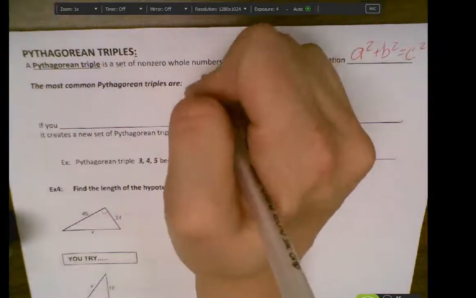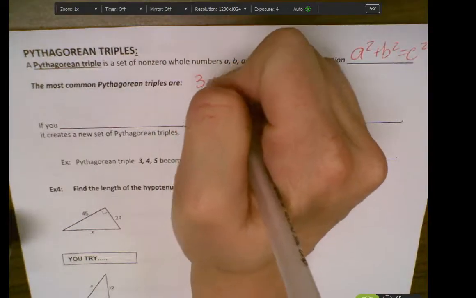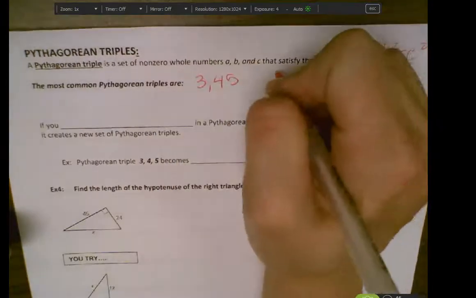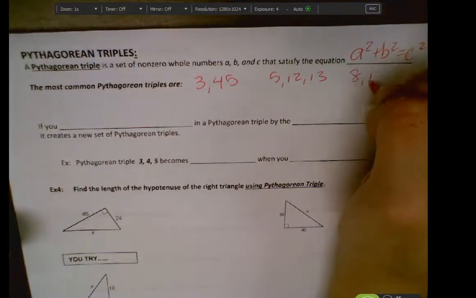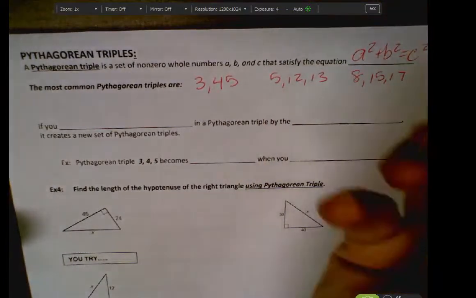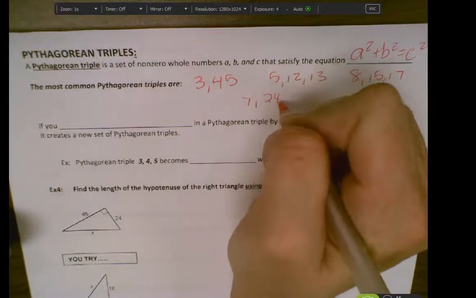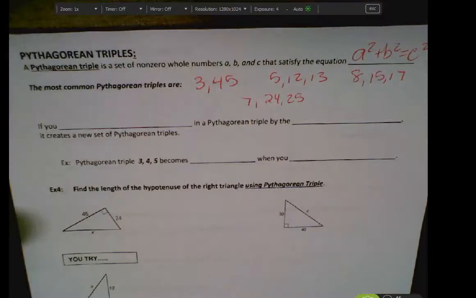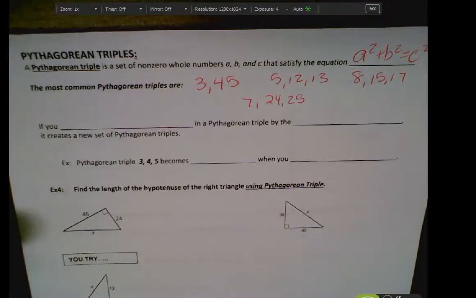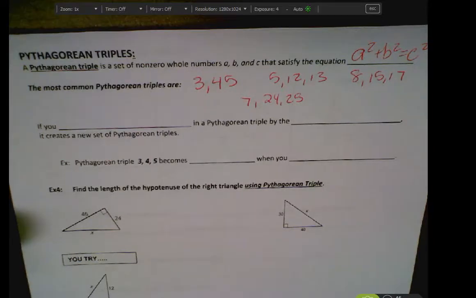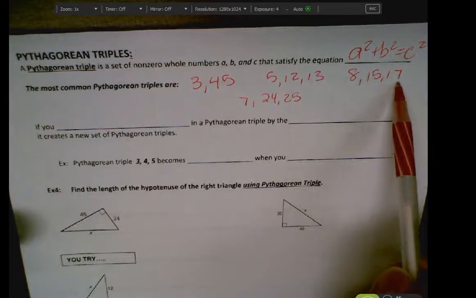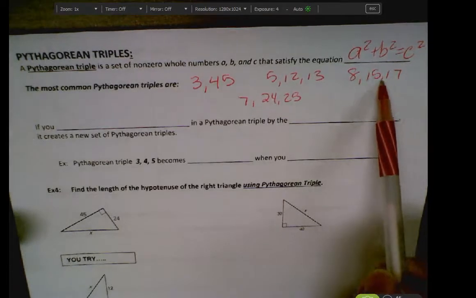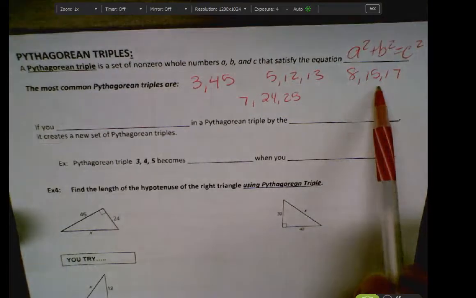So some common Pythagorean triples are 3, 4, and 5; 5, 12, and 13; 8, 15, and 17; and 7, 24, and 25. So remember that in a right triangle, the longest side happens to be the hypotenuse, across from the right angle. So if I have a right triangle that has a hypotenuse of 17 and one of the legs is 8, I automatically know the other leg is 15.